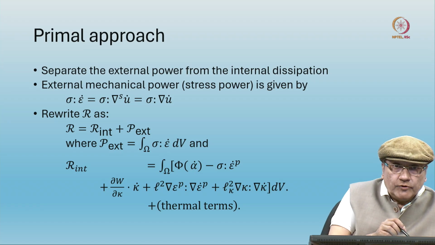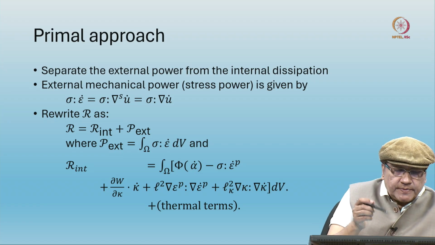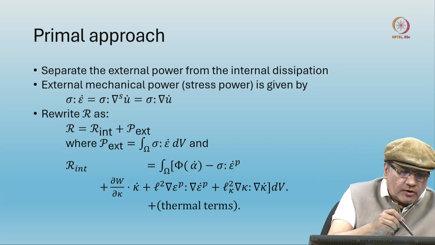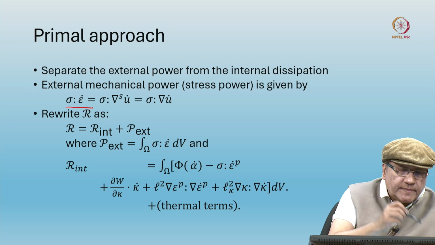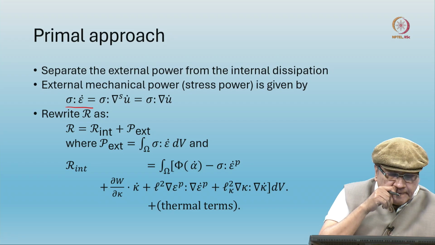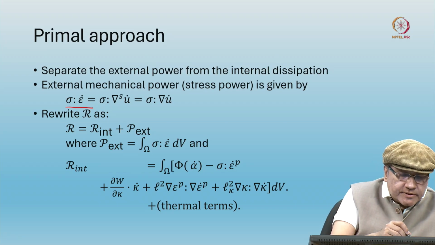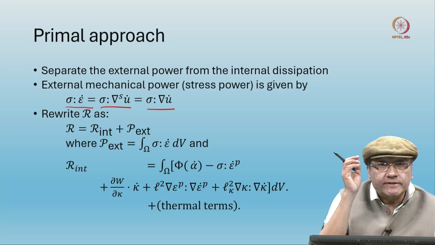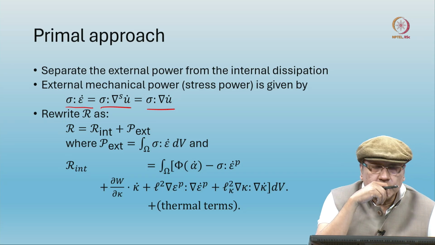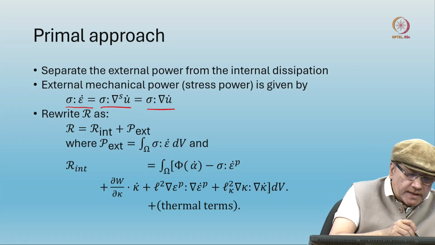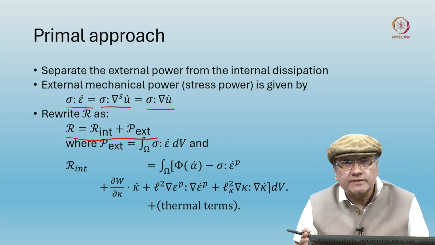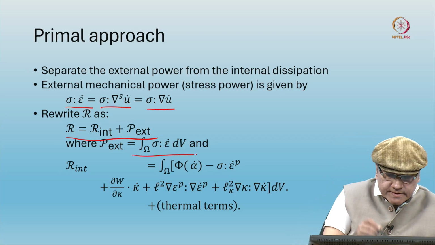Separate the external power from the internal dissipation. The external power, the P external I mentioned, is the stress power, which thanks to the symmetry of sigma is just sigma inner product with grad of u dot. Now rewrite R as R internal added to P external. So P external is just this.